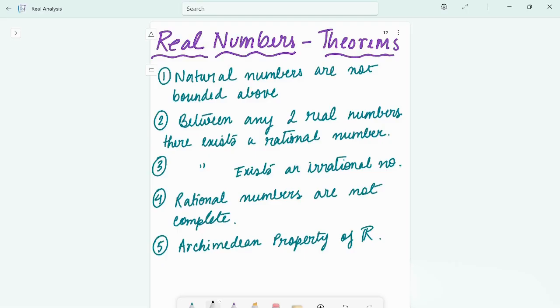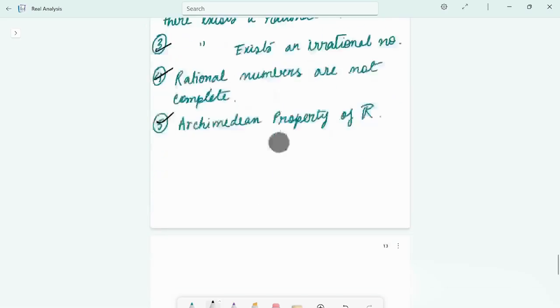So these are the topics which we need to understand for today's class. Natural numbers are not bounded above. Between any two real numbers, there exists a rational number. Interesting. Between any two real numbers, there exists an irrational number. Very interesting. And then rational numbers are not complete. And the last one is the Archimedean property of real numbers. All right. Now let's start with today's class with the first theorem.